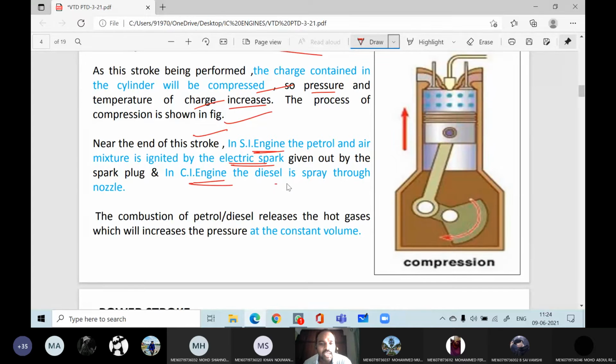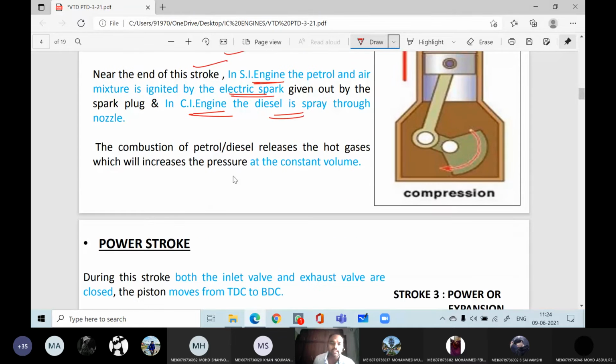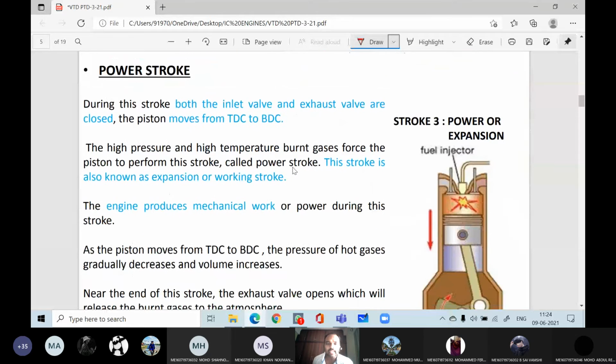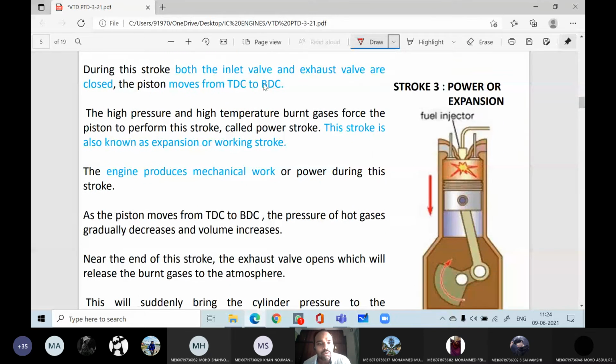At the end of the stroke, what will happen? In case of an SI engine, a spark is injected. In case of a CI engine, diesel is injected through the fuel injector, and therefore the combustion begins at constant volume in case of the petrol engine, and in case of the diesel engine at constant pressure, because petrol engines work based on the Otto cycle and diesel engines work based on the diesel cycle. During the power stroke, both the valves are in closed position. The high pressure, high temperature gases force the piston downward. That is the working stroke or expansion stroke.